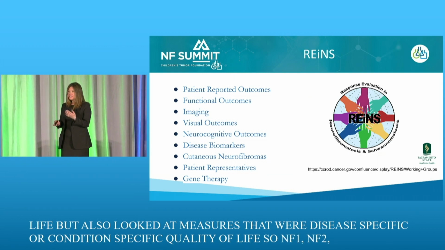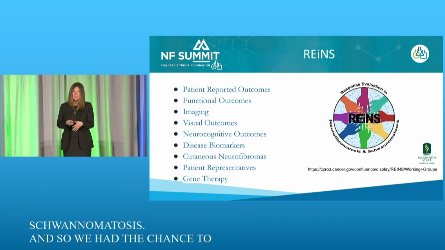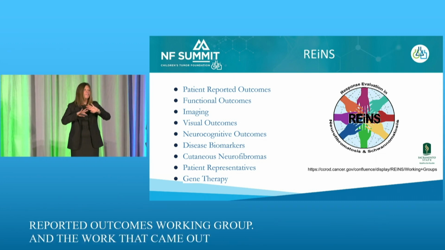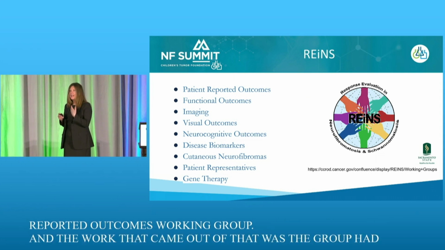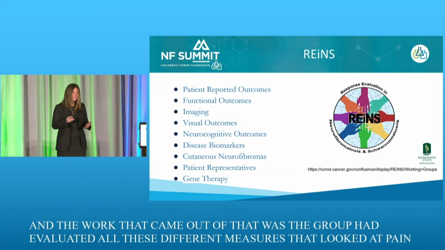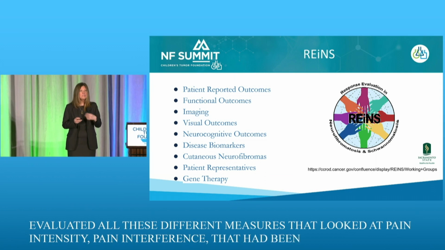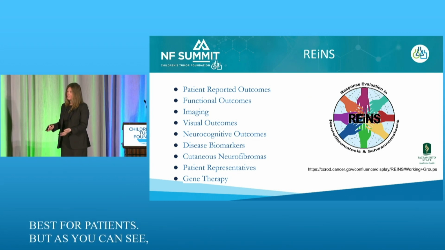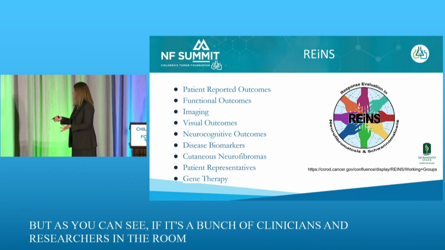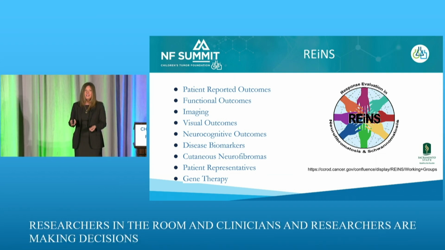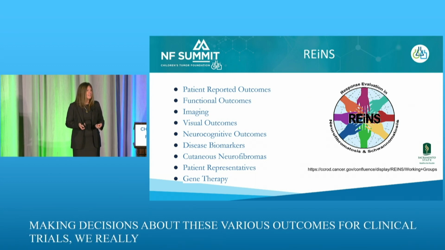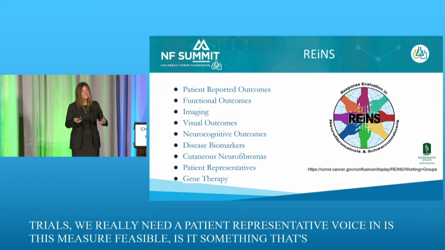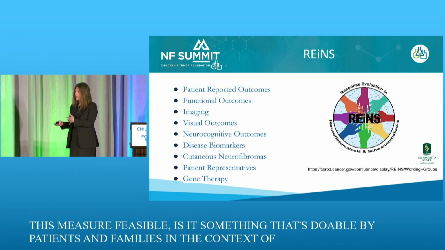And so we had the chance to engage with patient representatives as part of that working group. The group evaluated all these different published measures of pain intensity and pain interference, and then made recommendations over which measure was ultimately best for patients. But if it's a bunch of clinicians and researchers in the room making decisions about these outcomes for clinical trials, we really need a patient representative voice. Is this measure feasible? Is it doable by patients and families in the context of everyday lives? Or is the measure too long or too cumbersome to complete?